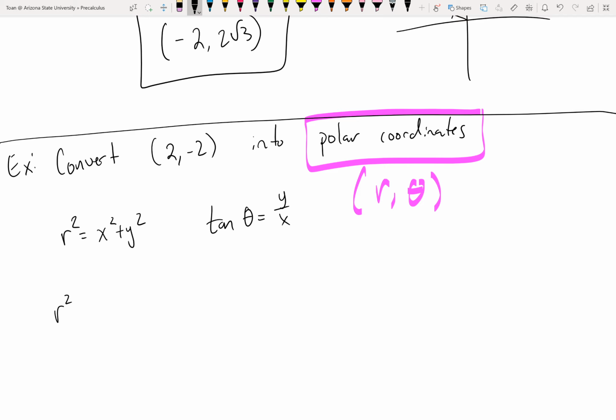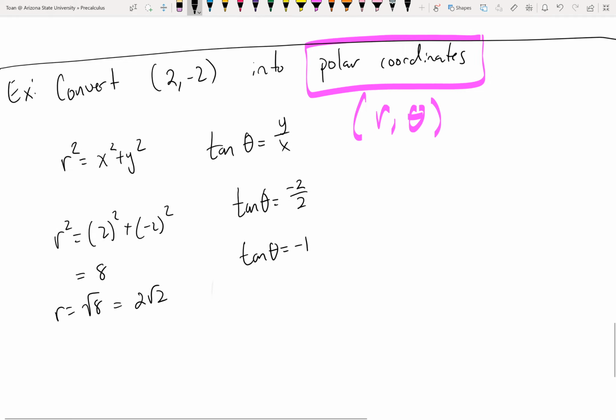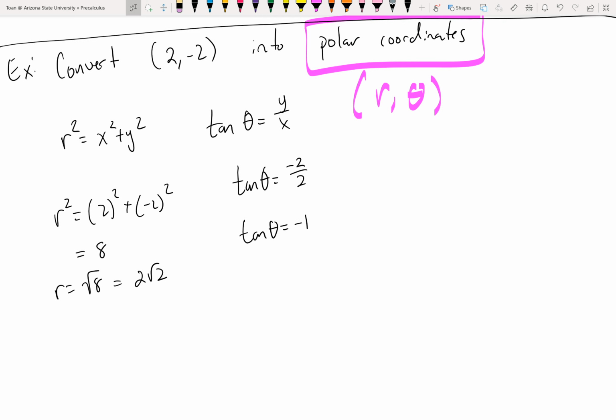So let's solve for r. R squared is 2 squared plus negative 2 squared. So that's 4 plus 4, which is 8. So r is the square root of 8, which reduces to 2 square root of 2. What about the theta? So we have tangent of theta equals y over x, negative 2 over 2. So tangent of theta equals negative 1. Now you have to be very careful, because to solve for theta, we'd have to take the inverse tan.